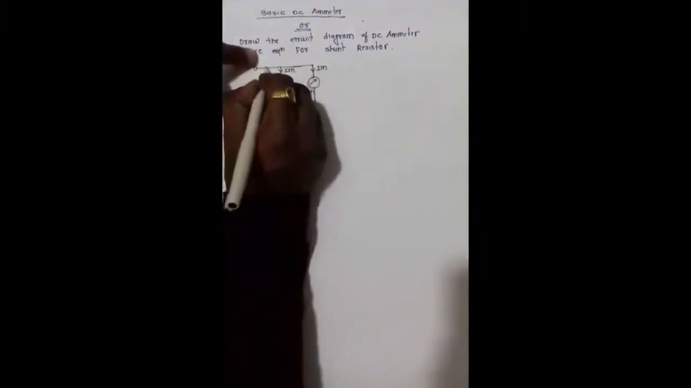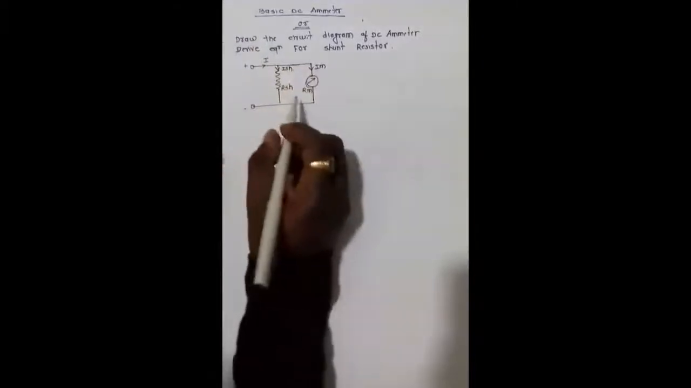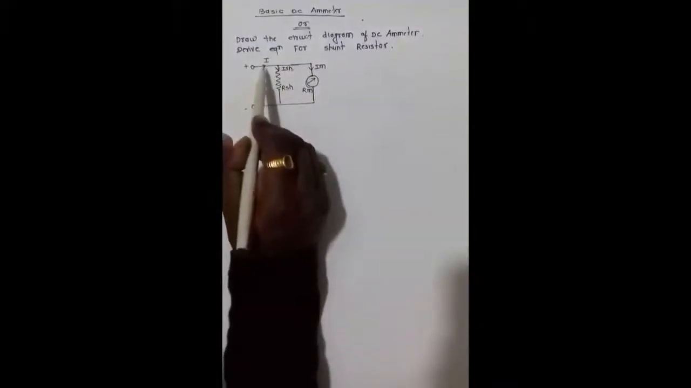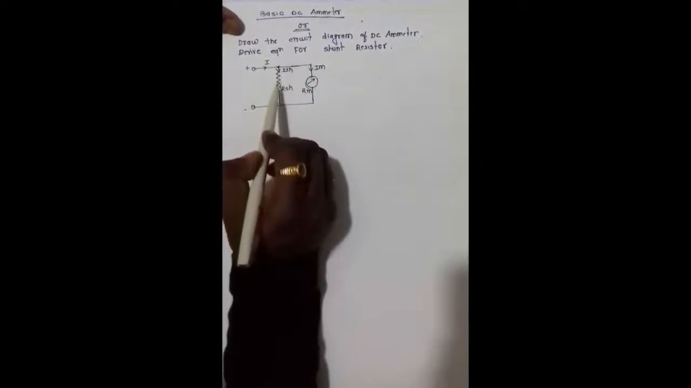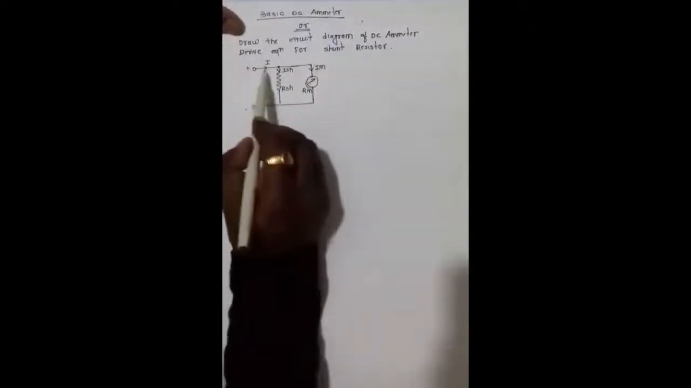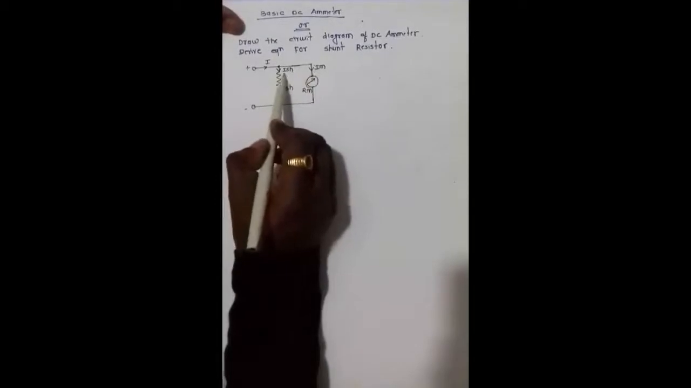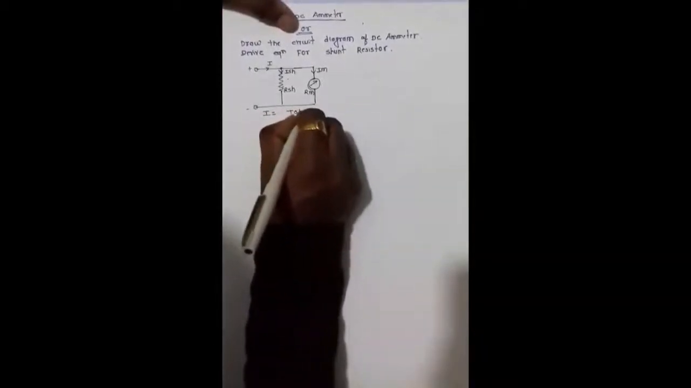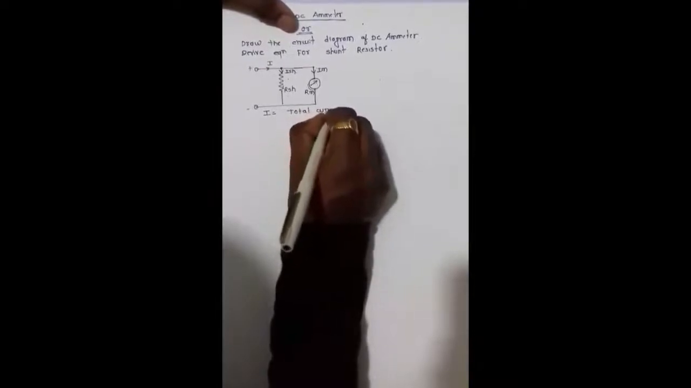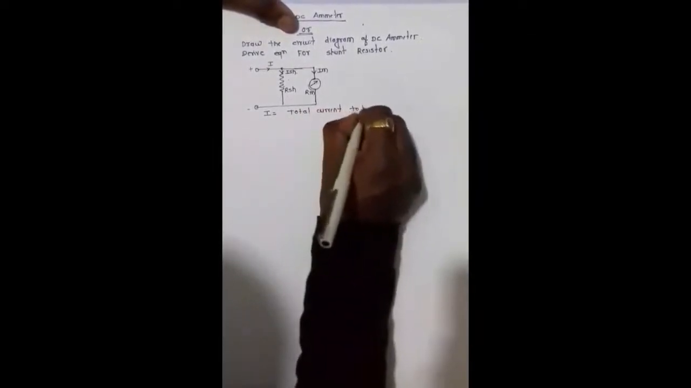As shown in the circuit, this current I is the current which is to be measured. Here it is divided into two parts because of this resistor which is parallel with the meter. The current flowing through the resistor is ISH and the current flowing through the meter is IM. So I means the total current to be measured.